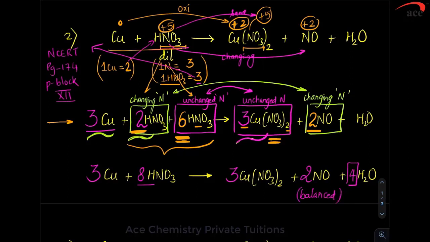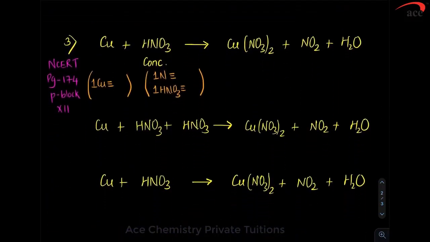What was the trick? Nitric acid had nitrogen with one same oxidation state, and the other with changing oxidation state. One with same, other with changing. So what we did, we wrote reactant 2 times, not products, reactant 2 times. And then we accordingly correlated. Now if you have understood third one, you should be able to do it on your own. You can pause this video and try the third one on your own.